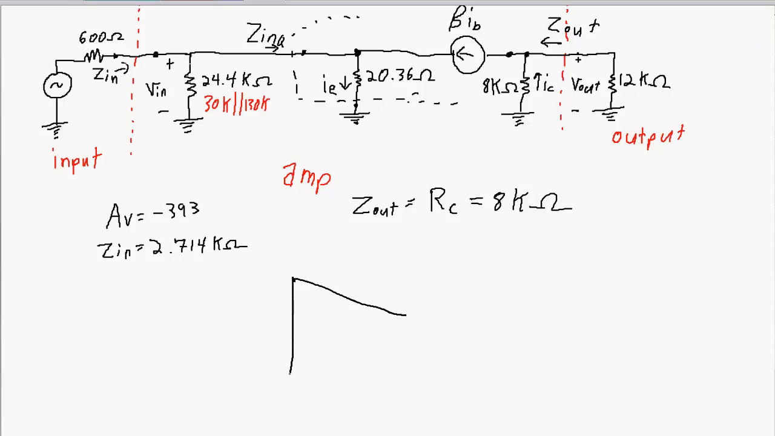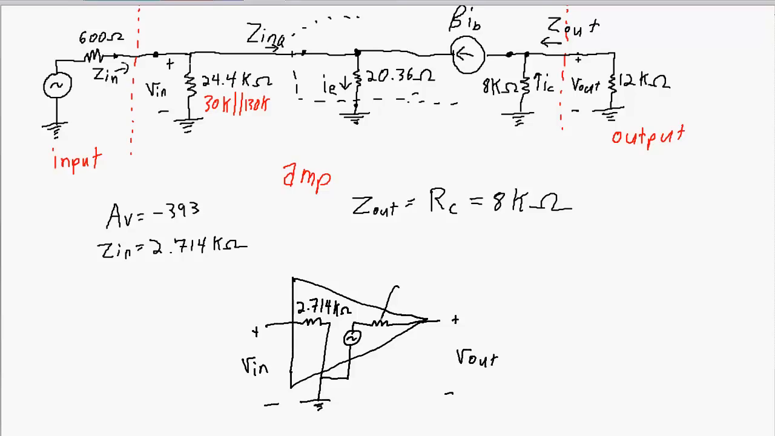So we can now redraw this as just a general amplifier circuit element that has some amount of input impedance that the input is applied to. In this case we have the 2.714 kilo-ohms, as well as this voltage source connected to an output impedance. And here is my output voltage. That output impedance is 8 kilo ohms, and this voltage source at the output is equal to negative 393 times Vin. So with this general amplifier configuration, I can connect an input over here, and I can connect an output over here, and I can figure out what the overall effect on the input signal is going to be. You know, what kind of output signal am I going to get?